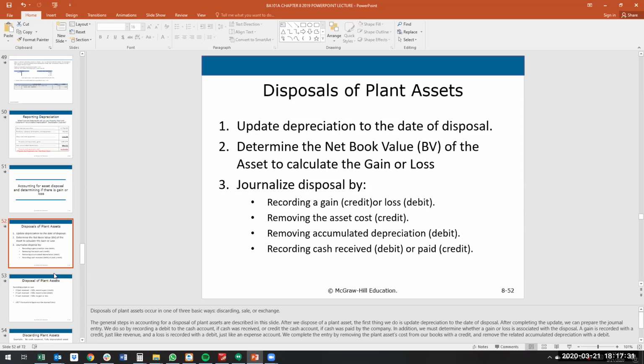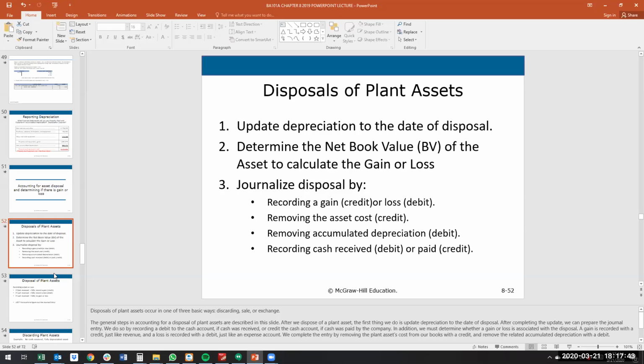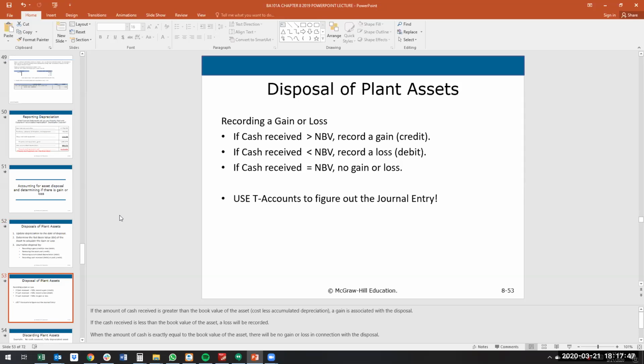And if the cash we receive is less, or the consideration, it can also be accounts receivable, right? If the consideration we receive is less than the net book value, then we have a loss. So think cash, you can think of the consideration too, because it could be accounts receivable. If it's greater than the net book value, you get a gain. If it's less than the net book value, you get a loss. And if it's equal, there's no gain or loss.